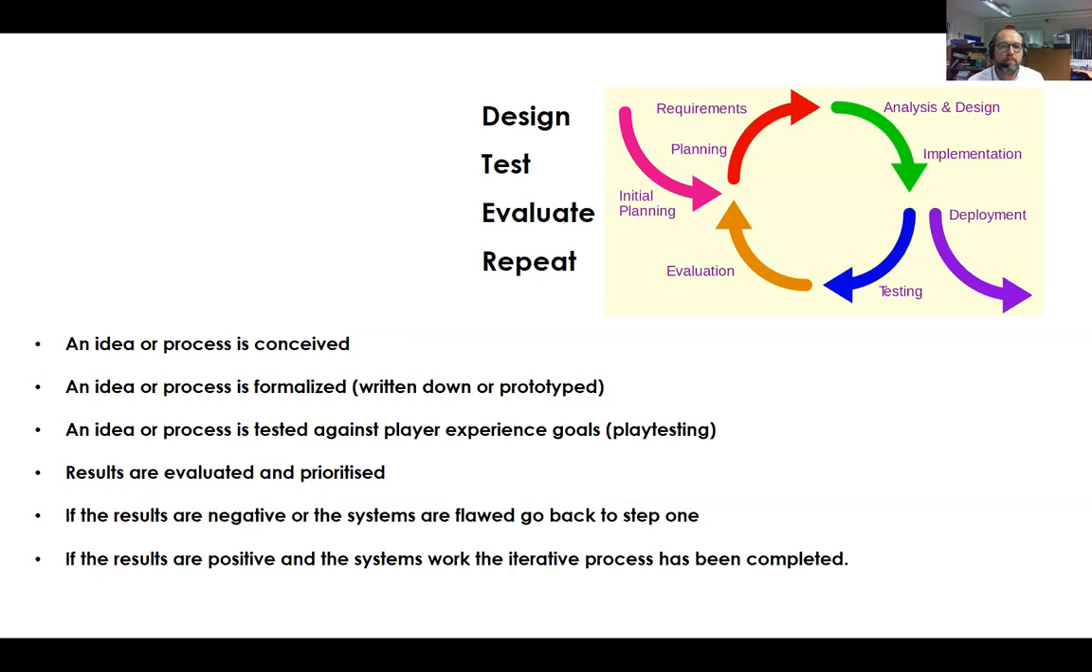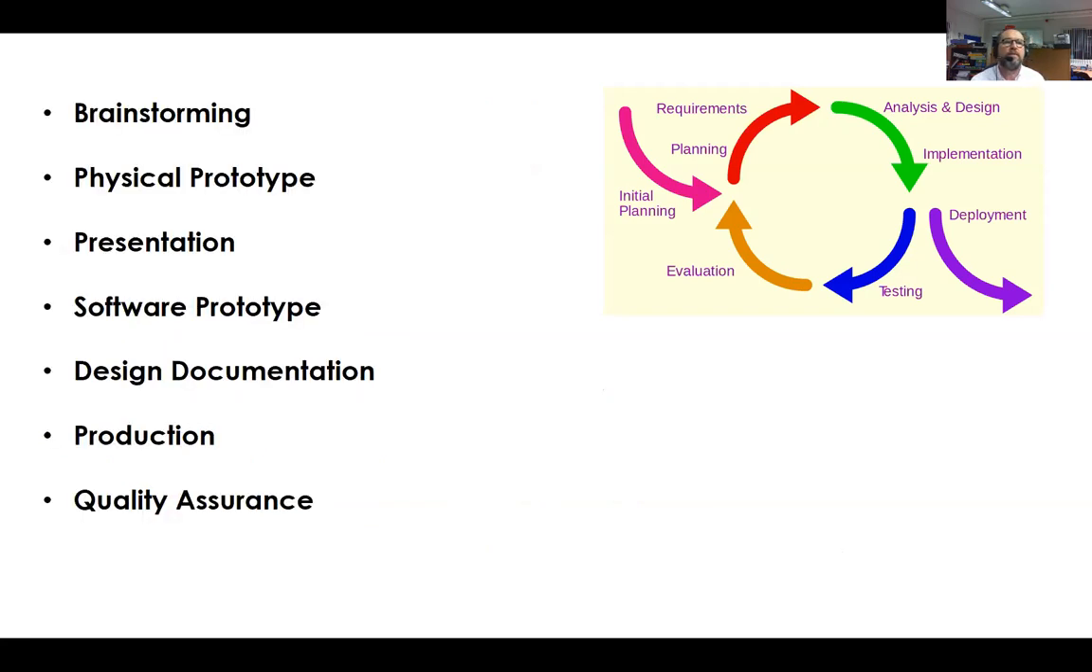So you come up with that idea, and then in some way you write it down, you formalize it. Then you have to test it against the goals that you want the game to achieve. You evaluate, and then you change it and test it again, evaluate it again. That's an iterative process. That's really how the game design process works.